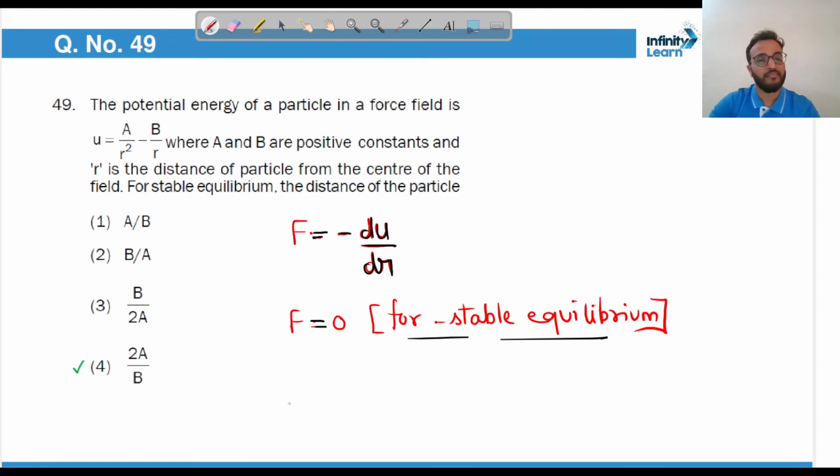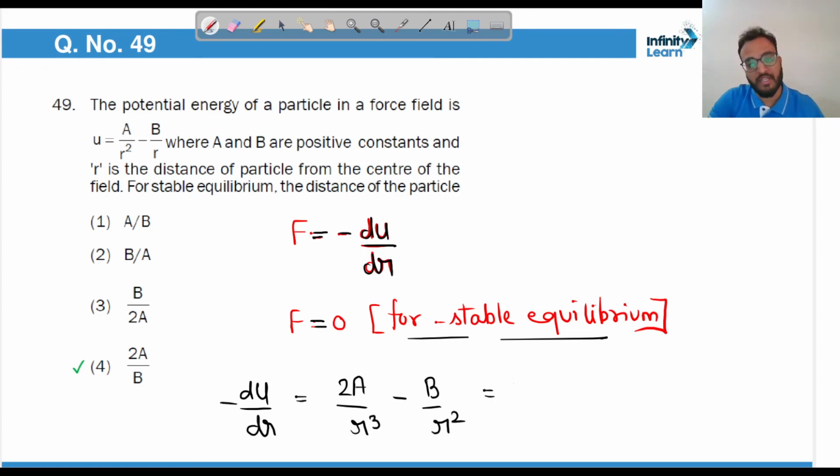Okay. See, I'll tell you, dU by dr will be how much? It will be minus 3 minus 2a by r cube. Then since it is minus plus, then minus b upon r square. It will be equal to 0. So from here you can say r is equal to 2a upon b. Okay, just solve it properly, again you will get the same answer.